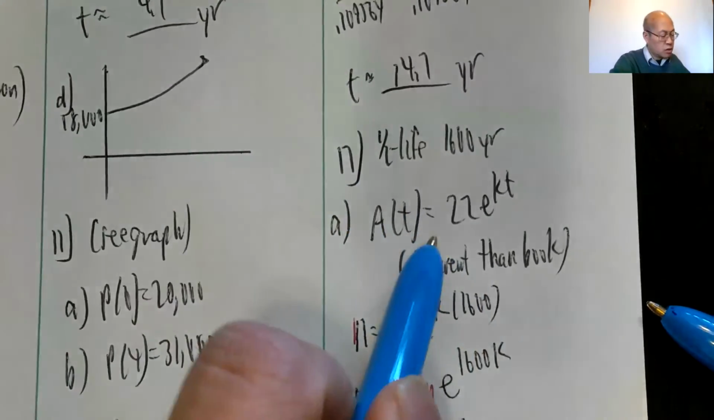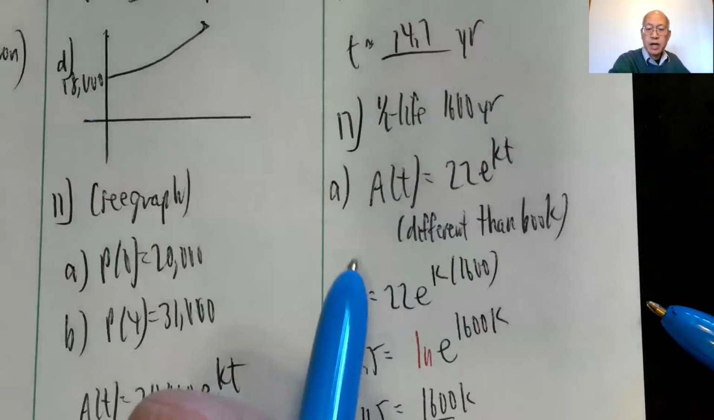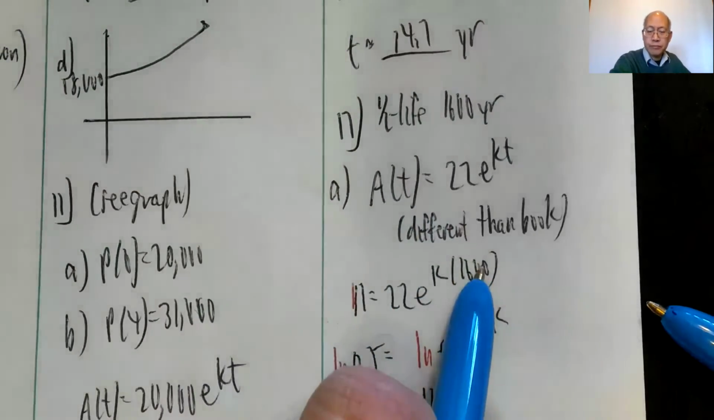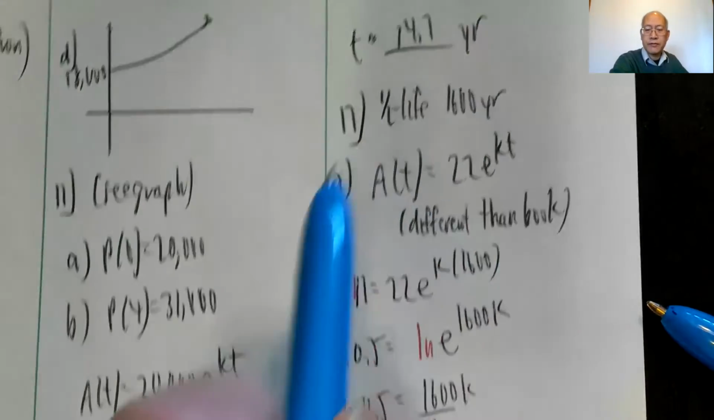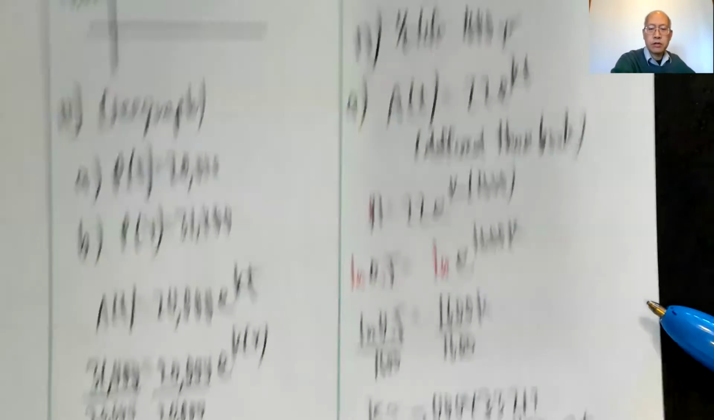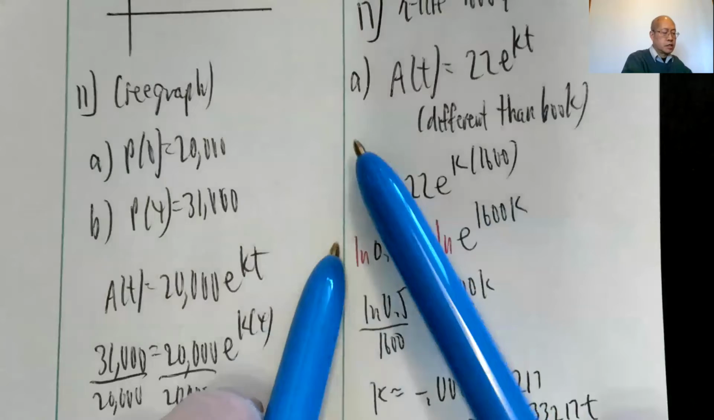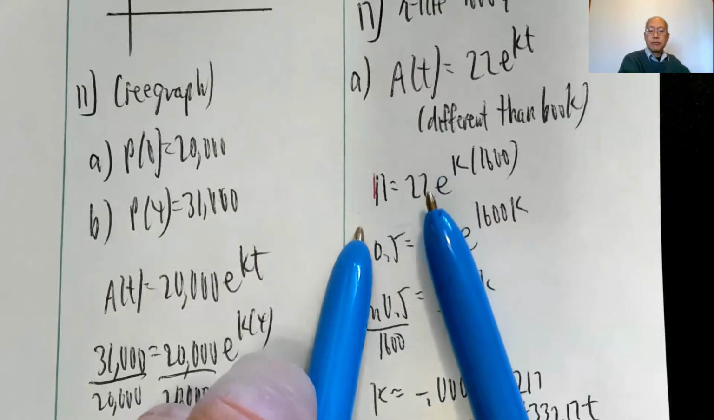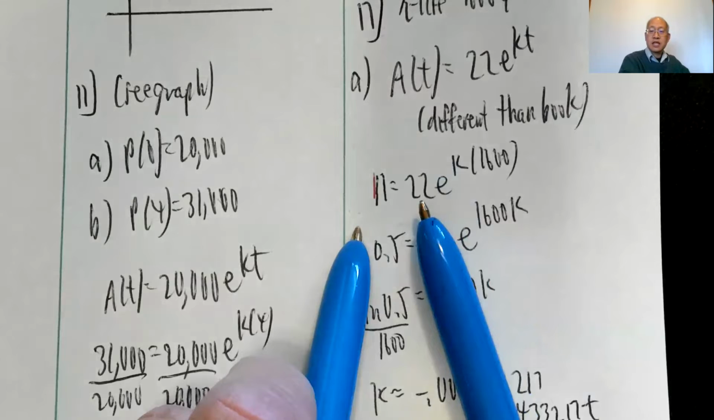So we're starting with 22 milligrams. Half of 22 is 11. So 11 goes here, 1,600 goes here. 1,600 years, we reduce to half the amount. Divide by 22. 11 divided by 22 is a half. No big surprise, we're doing half-life. 0.5 is e to the 1,600k.